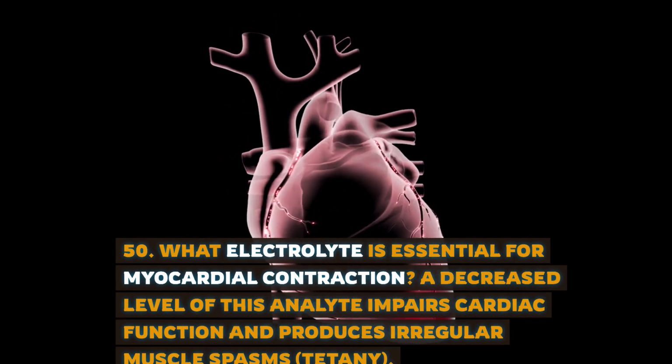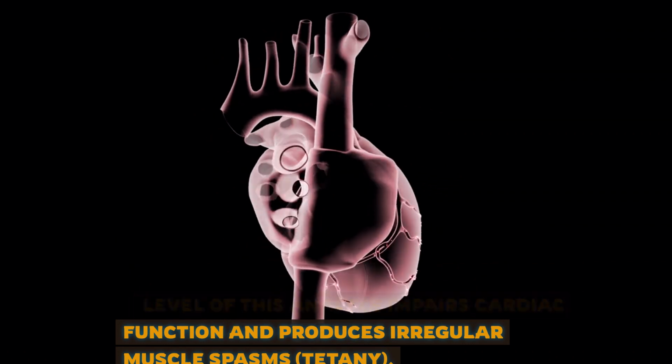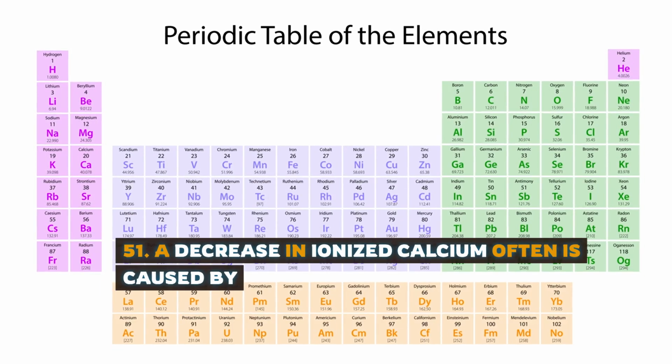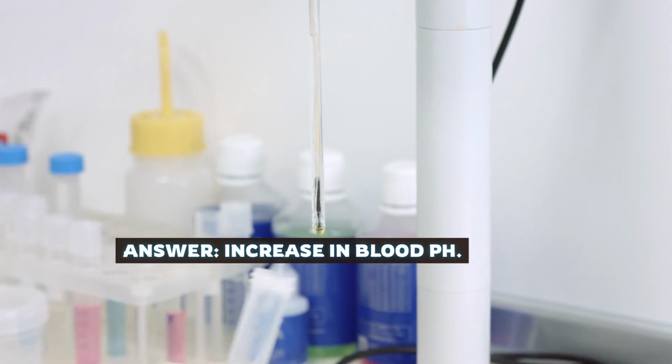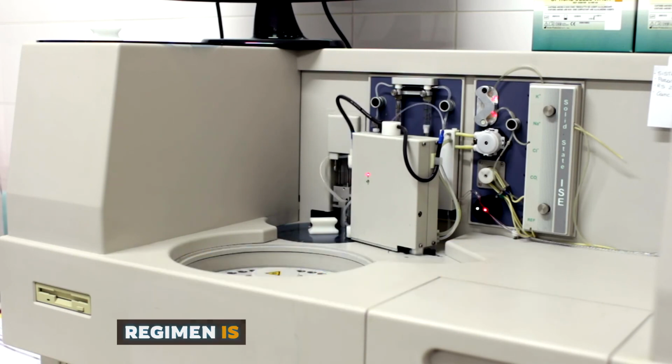A decreased level of this analyte impairs cardiac function and produces irregular muscle spasms, tetany. Answer: calcium. 51. A decrease in ionized calcium often is caused by. Answer: increase in blood pH. 52. The mathematics modeling of drug concentration in circulation which helps assist in establishing a dosage regimen is.